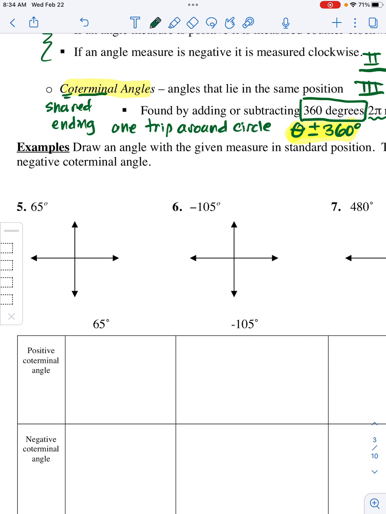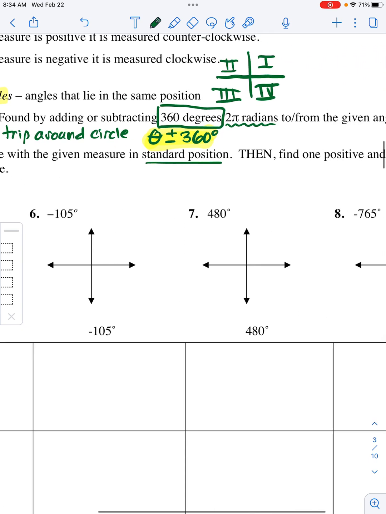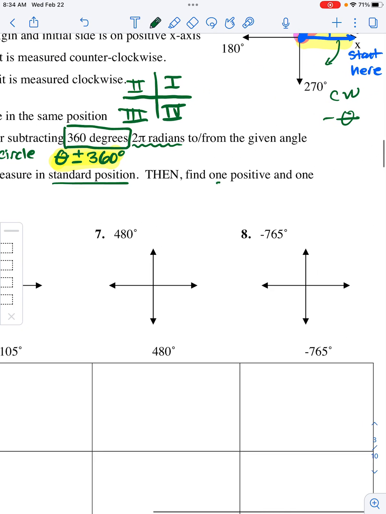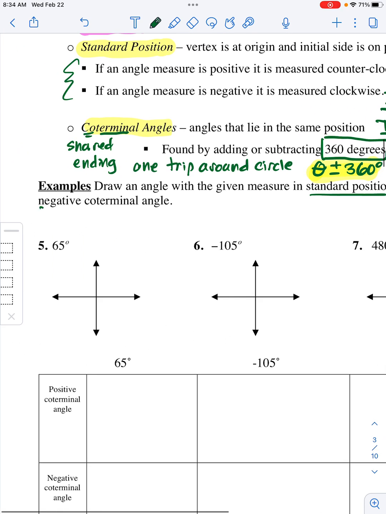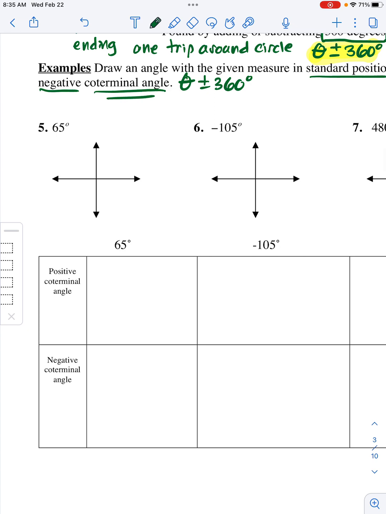Okay, so here we're going to do what it says. We're going to draw an angle in standard position. You have to draw it accurately, and then find one positive and one negative coterminal, which we will do by taking the angle they gave us and adding and subtracting 360 to get those positive and negative options for other angles that would stop in the same place. So these three things all go together.